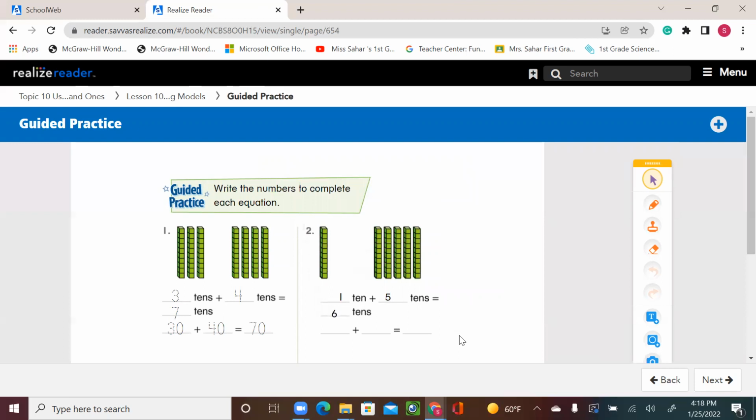Okay, what's the value for 1 ten if I'm going to write it with the tens? It's going to be 10. 1 ten means 10. 5 tens means 10, 20, 30, 40, 50. Awesome. 50 equals, again, 1 plus 5 equals 6. So 10 plus 50 equals 60.